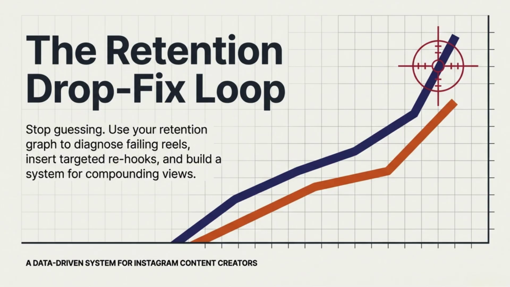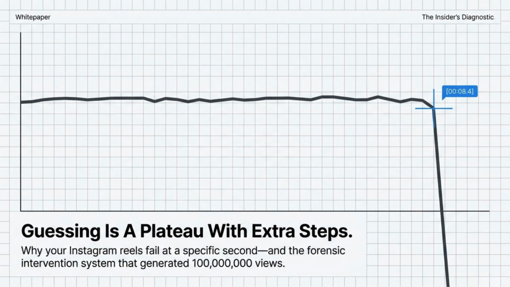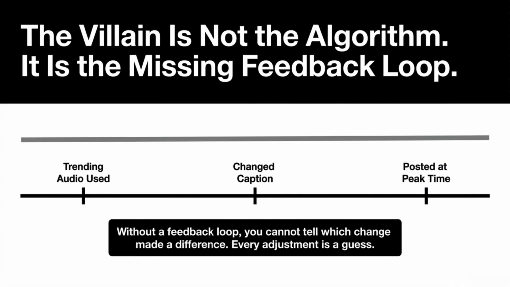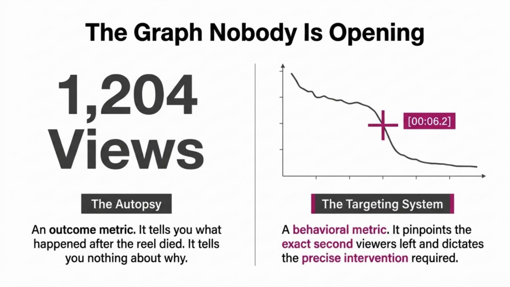Your reel is failing at a specific second, not because the content is bad, not because the algorithm ignored you, because at second 8, or second 6, or second 3, viewers made a decision to leave, and you had no idea that second existed.